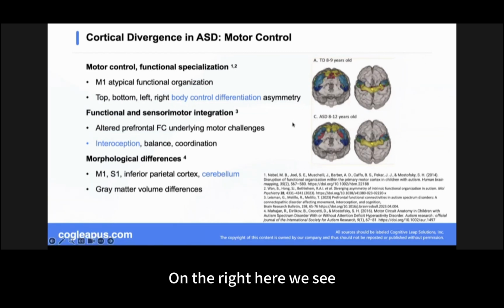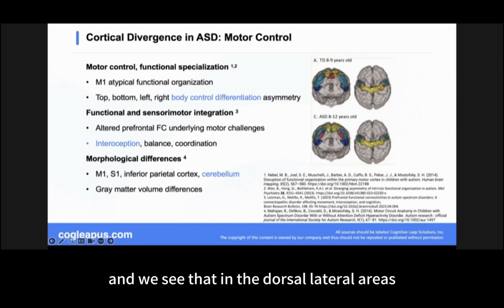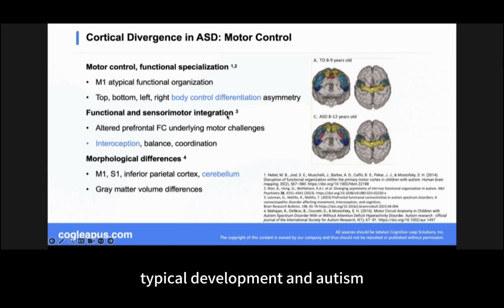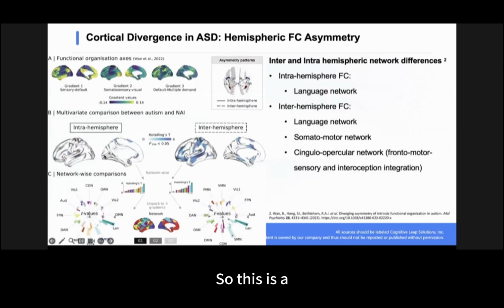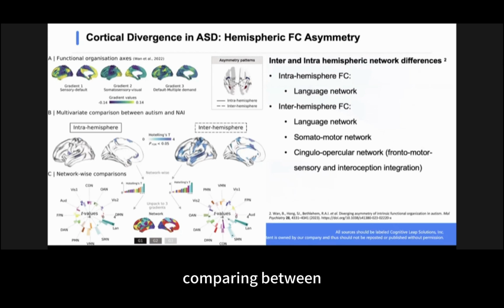On the right here, we see functional connectivity and differentiation of the brain. This is a top view of the motor cortex, and this is a front view. And we see that in the dorsolateral areas of the prefrontal cortex, we see differences between typical development and autism. So this is a recent paper from Molecular Psychiatry looking at functional connectivity in widespread networks in the brain, comparing between typical development and autism.